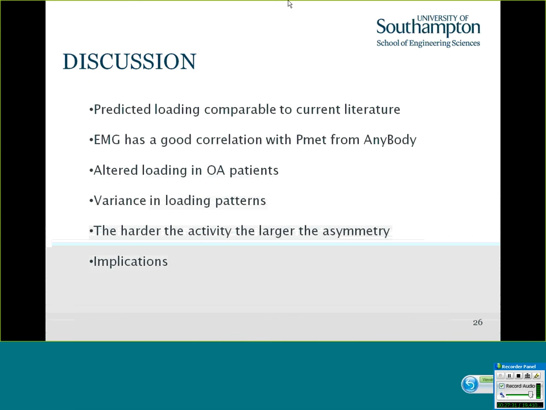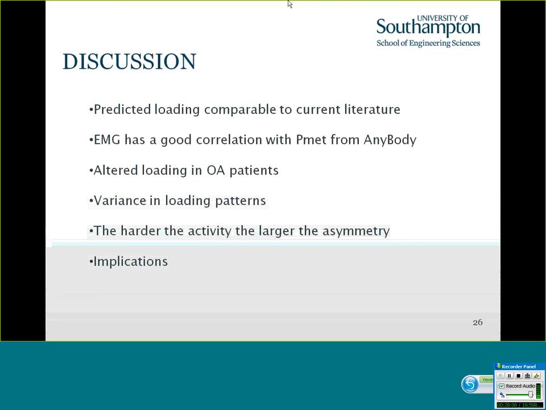And finally, just to discuss what I found, the predicted loading about the knee is comparable to the current literature data set. And we found that electromyography has a fairly good correlation with the metabolic output of the AnyBody model. We found that there was altered loading in the osteoarthritic patients for both gait and sit-to-stand, although we did find a very high variance in all the loading patterns, especially in the osteoarthritic group.